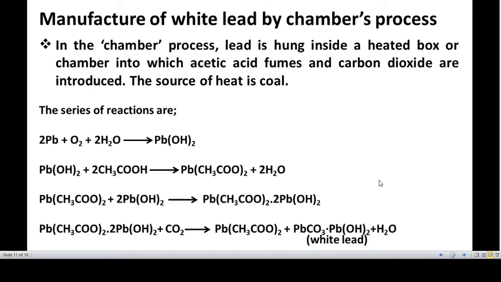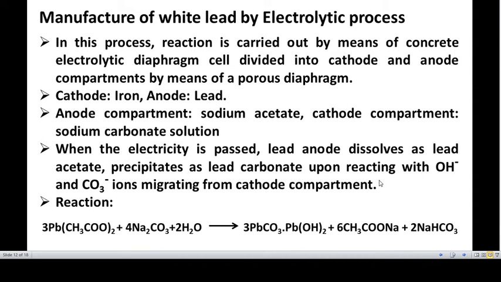And the second process, which is also a very important method for the manufacture of white lead, is called the electrolytic process. Here we are carrying out electrolysis to bring about a reaction. In this process the reaction is carried out by means of a concrete electrolytic diaphragm cell which is divided into cathode and anode compartments by means of a porous diaphragm which allows only certain ions or certain components to pass through it.